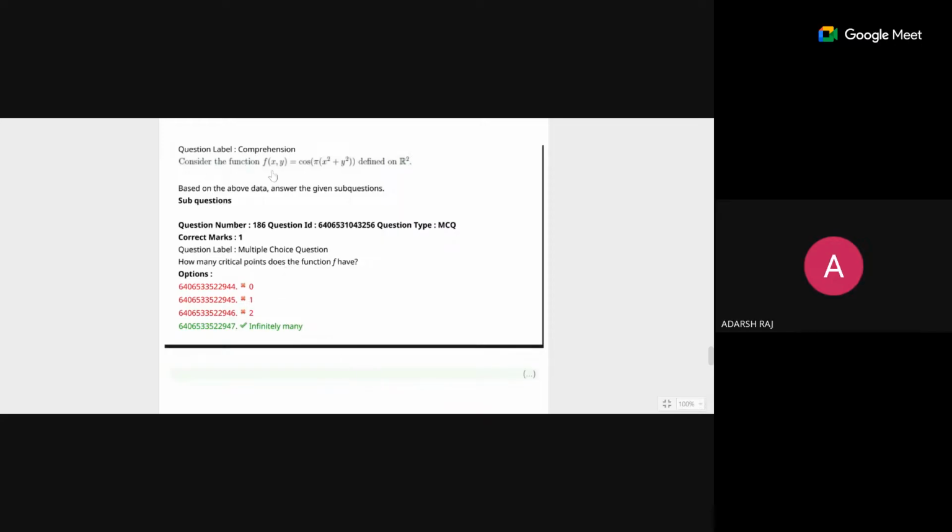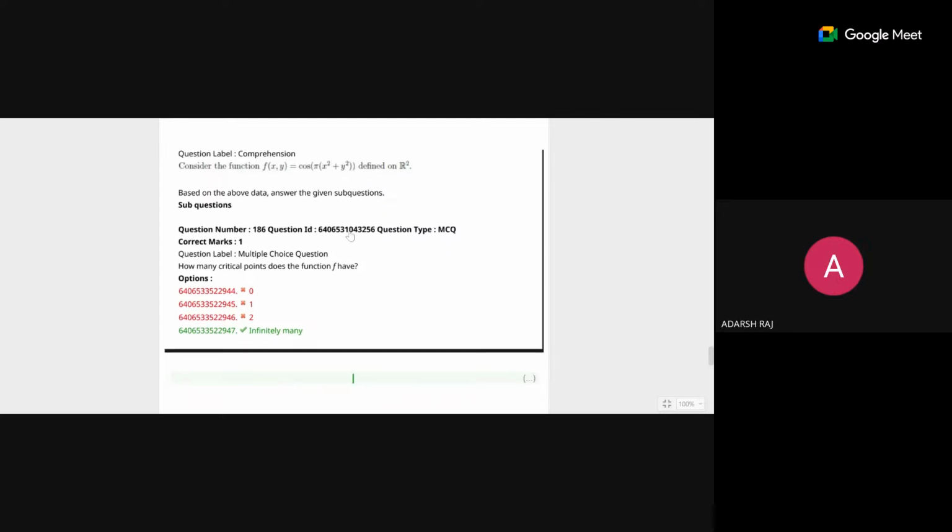So here we have the function f of x comma y is equal to cos of pi times x square plus y square, defined on R2. How many critical points does the function f have? So how to find the critical points of this function? Basically, put the partial derivatives equal to 0.